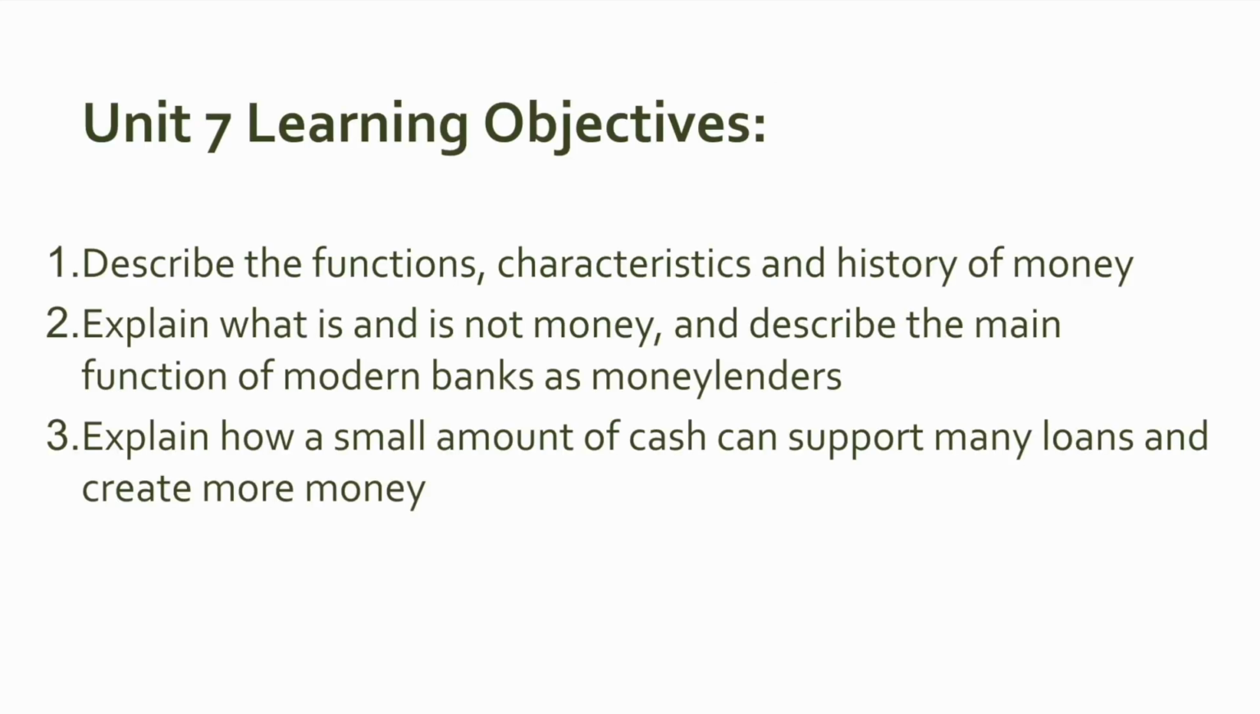Our key learning objectives in this particular unit will be looking at the functions, characteristics, and history of money. We're going to explain what money is and what it's not. And we're going to describe the main functions of modern banks as money lenders. And we're going to explain how a small amount of cash can support many loans to create money, the multiplier.